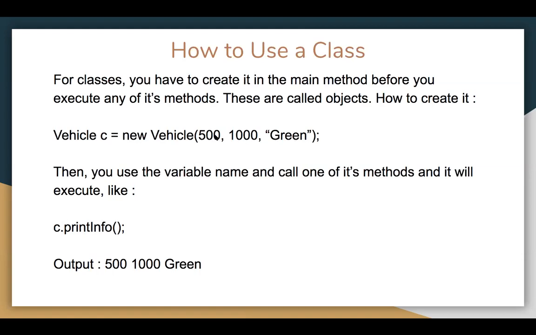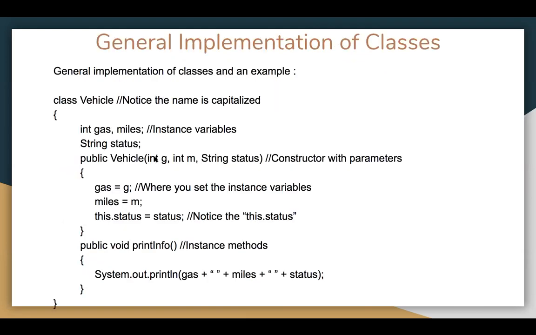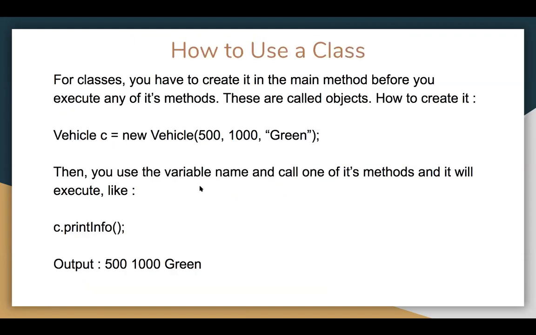So in this case, if you go back, you can see that the constructor needs an integer and a string. So that's what you put here, an integer and a string. This has to be the same data type as whatever you have in your constructor parameters. And of course, there's a semicolon after it. The main thing about creating an object is that you have to use the word new.